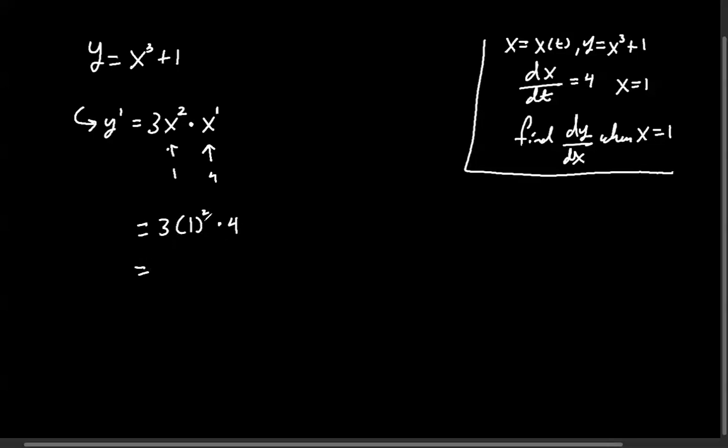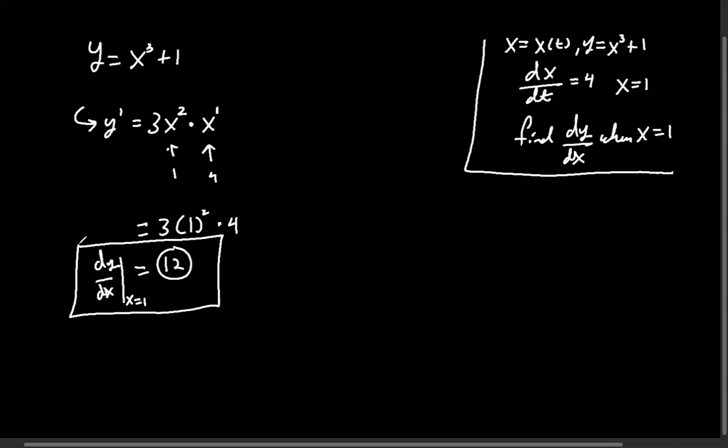So 1 squared is just 1. 3 times 4 is 12. So in this case, it looks like the first derivative of y with respect to x when x is 1 is 12. Okay, so that's about it. That's all we really have to do.